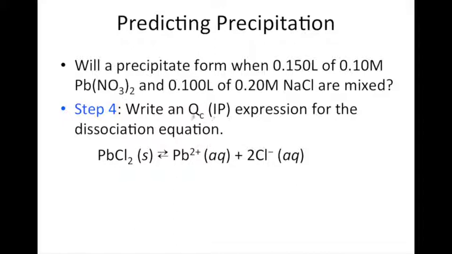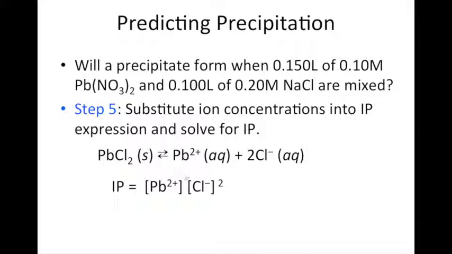And one other thing, because we're dealing with precipitations, instead of calling it QC, it's often called IP. It's the same thing, but IP stands for ion product. So we want to write a QC or an IP expression, which would look just like an equilibrium expression or a KSP expression. So our IP is equal to the concentration of lead 2, times the concentration of chloride squared. We square it because we have a 2 here.